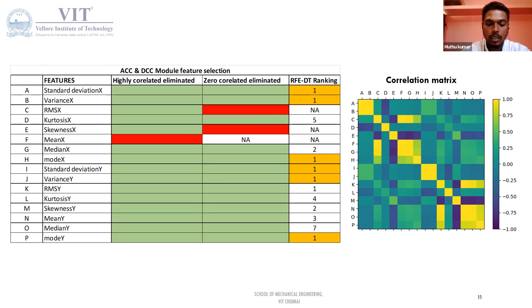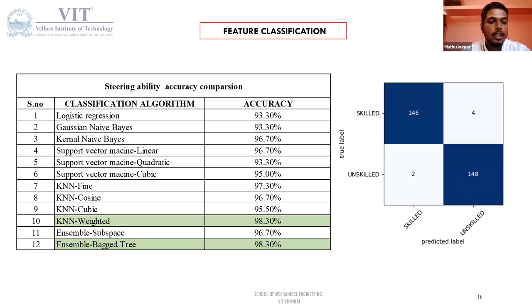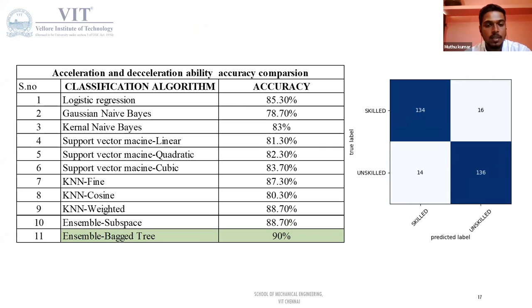I formed a model with respect to the decision tree ranking that RFE has given. For the steering system, I got an accuracy of about 98.33% with KNN, weighted KNN and ensemble bagged techniques. And for acceleration-deceleration assessment, I got around 90% accuracy with ensemble bagged techniques.